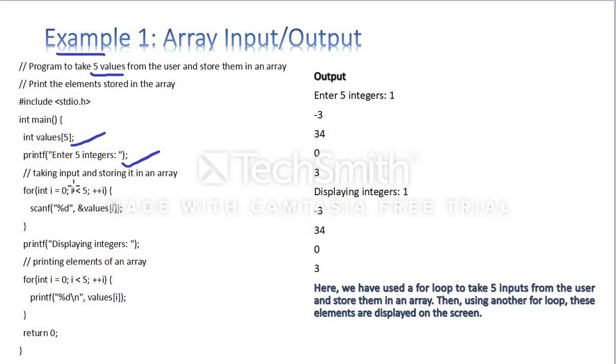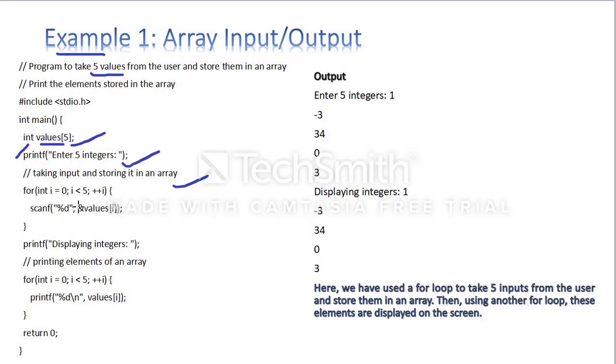So I take the input and store it. What is the size of the array? 5. What is the name of the array here? Values. What is the data type? Integer. So this is the declaration of an array: int values[5]. When you use this type of brackets, that is an array. Just remember, it is very easy to declare an array.